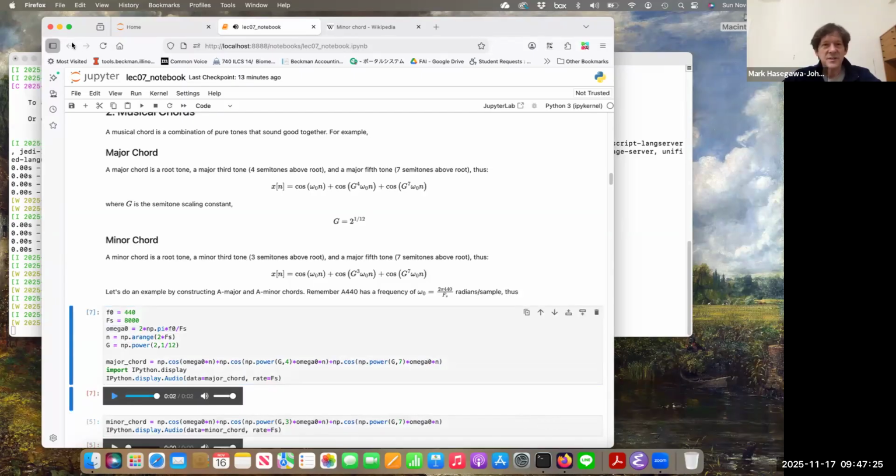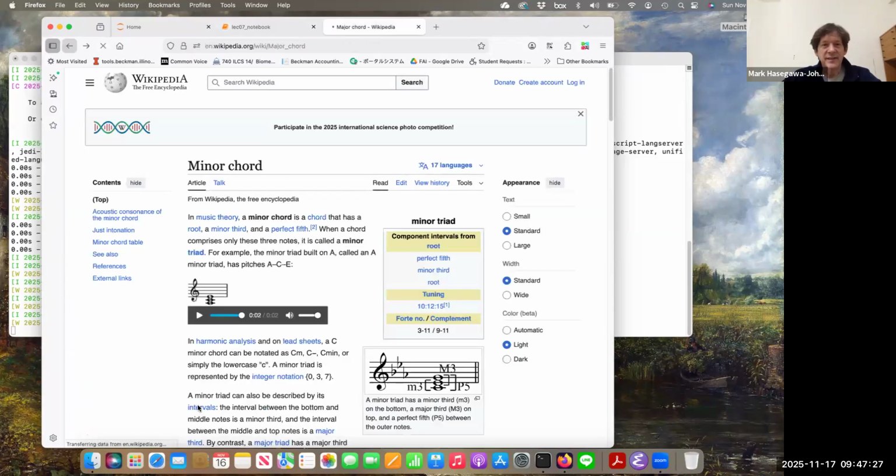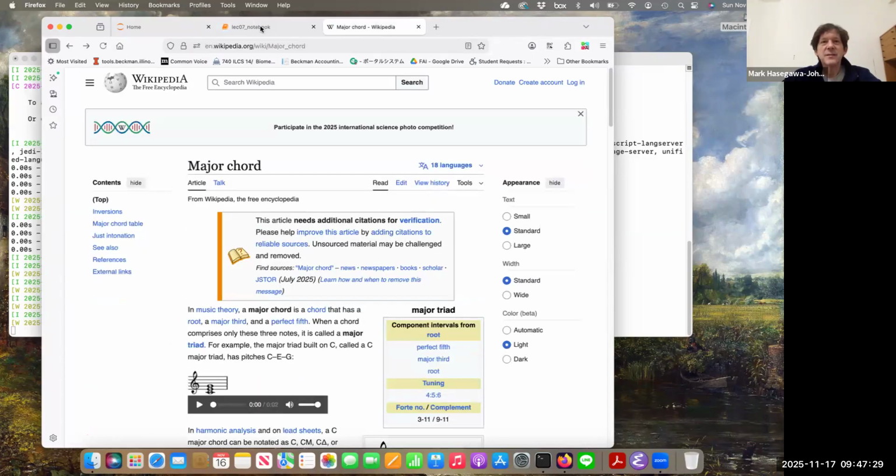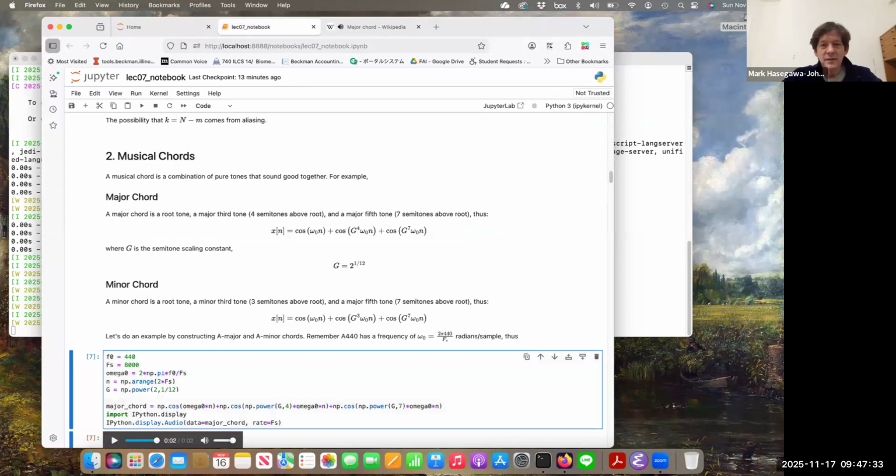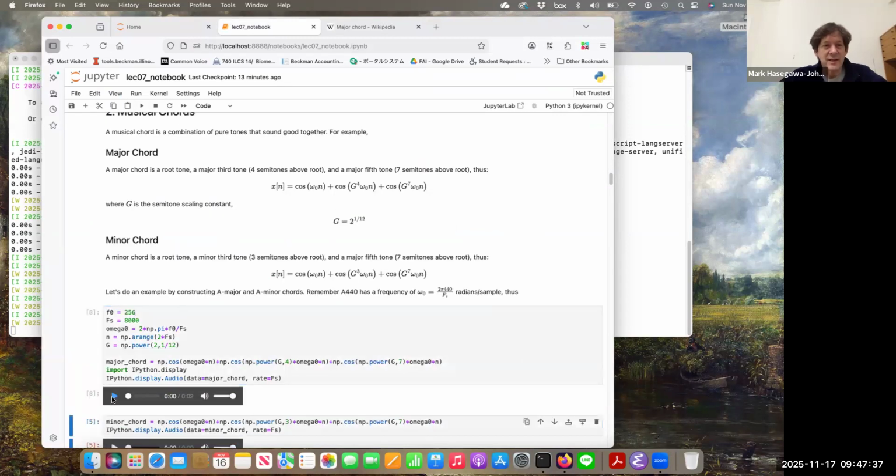Going back to C major, it's something like this. Middle C is 256 hertz, so let me choose 256 hertz for middle C, and now we should get the C major chord. There's the C major.